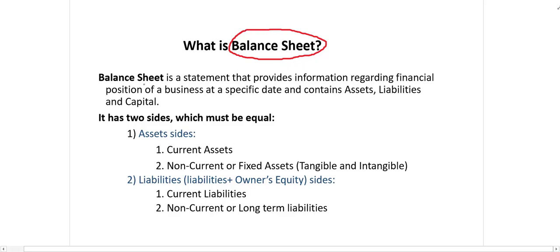A simple definition is given here. A balance sheet is a statement that provides information regarding the financial position of a business at a specific date, and contains three things: assets, liabilities, as well as what? Capital. So what is a balance sheet? The balance sheet, which we can also call the position statement, provides information regarding the financial position of a business at a specific date. This point is very important. It provides information at a specific date, not for a given period of time.